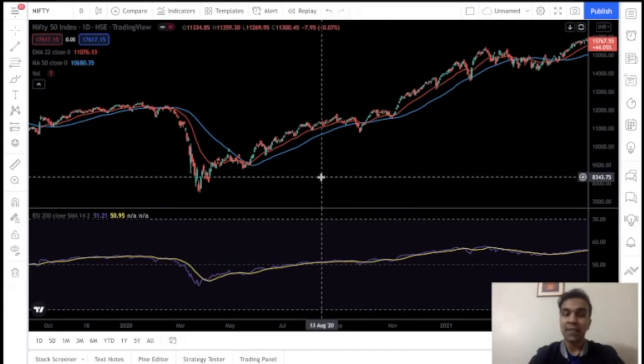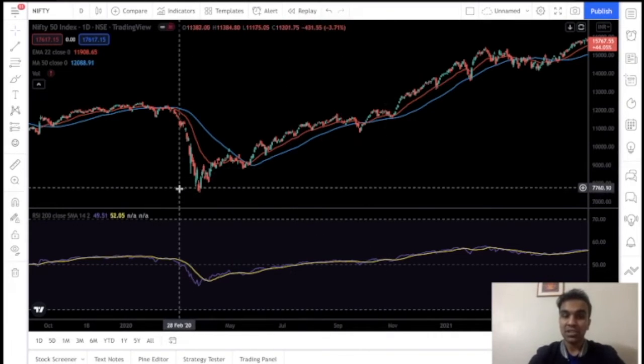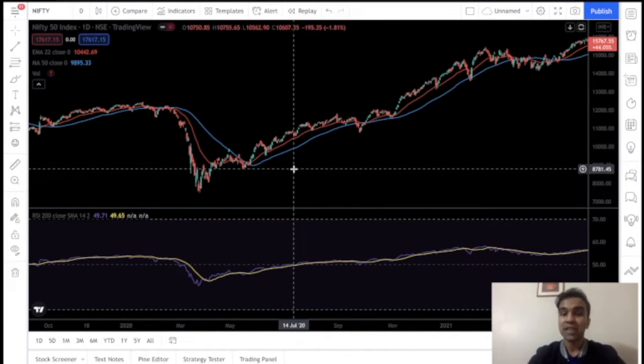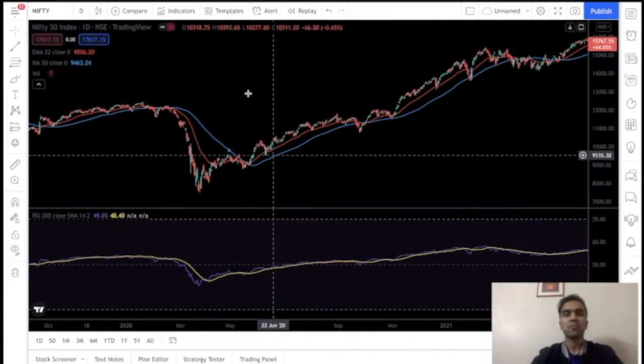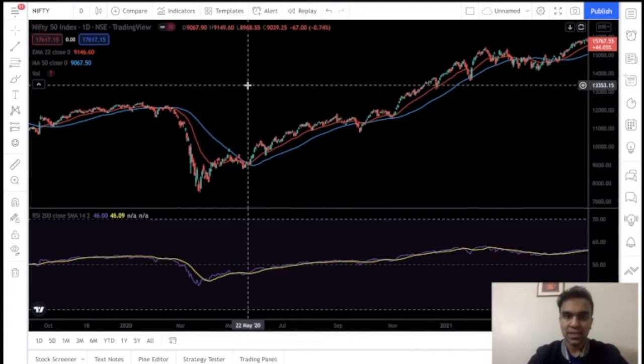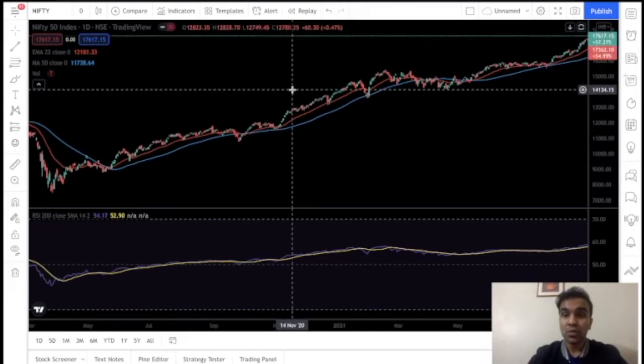And on a daily time frame, once we see that the average RSI is below 50, we can start looking for shorting opportunities as well. So guys, that's the basic use of the RSI. Now I'm going to tell you one more thing.